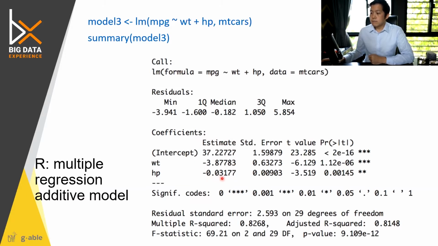Also, you can notice that R square increased quite a lot actually, from 0.7 something to 0.8. That means it has already explained 80 something percent of the variations. Okay, so this is how it works in multiple regression.